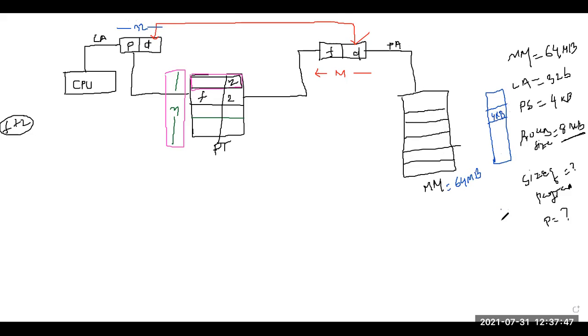What else is given? There is a process P whose size is 8 MB. Now suppose this is my process P, and this is where the pages are going to be stored. Page 1, page 2, page 3. I don't know how many pages are required, so you have to calculate that. All these pages are of 4 KB. So how to start? First, what do we have to calculate?